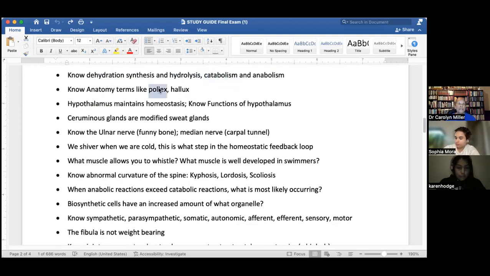The pollex is the thumb, the hallux is the great toe. Both of these are digit number 1. Pollex is the thumb, hallux is the great toe.